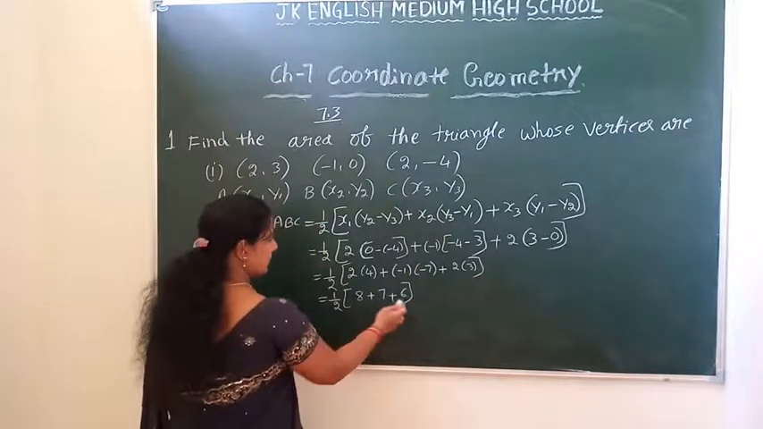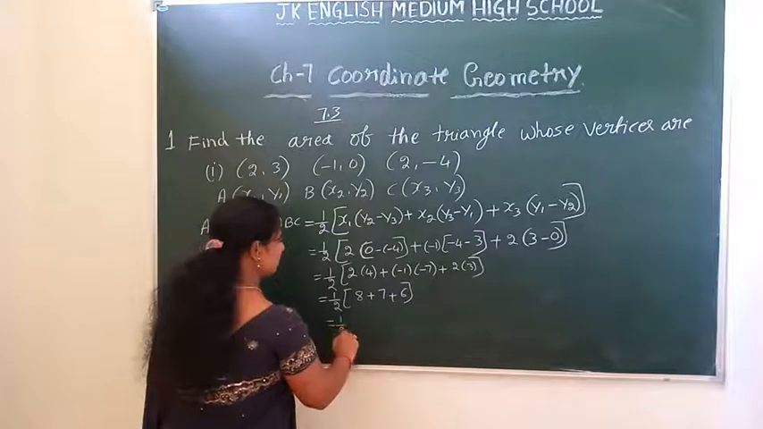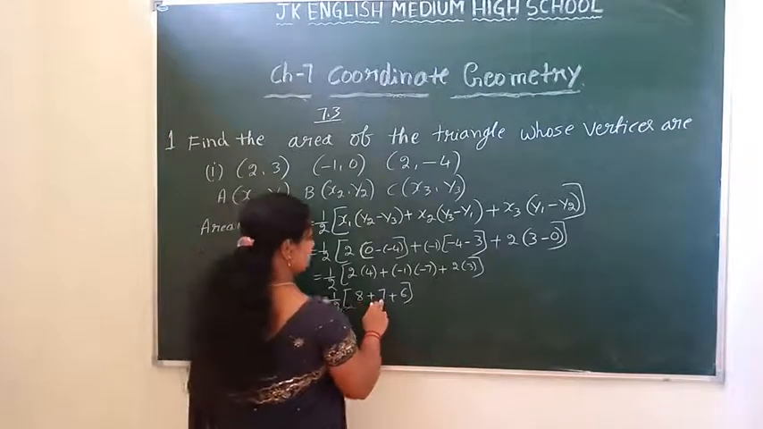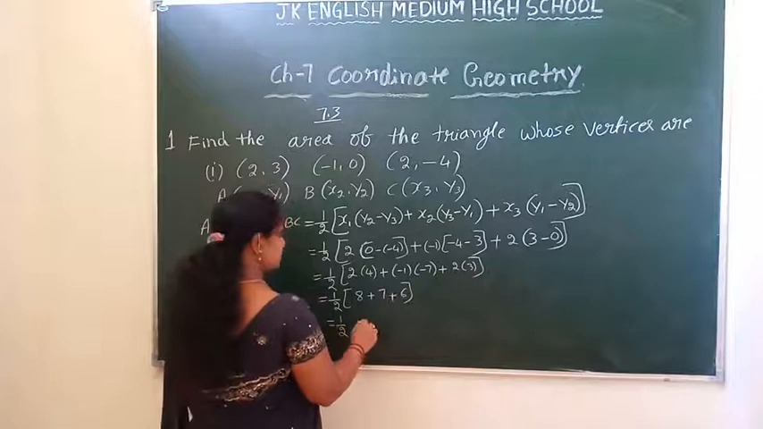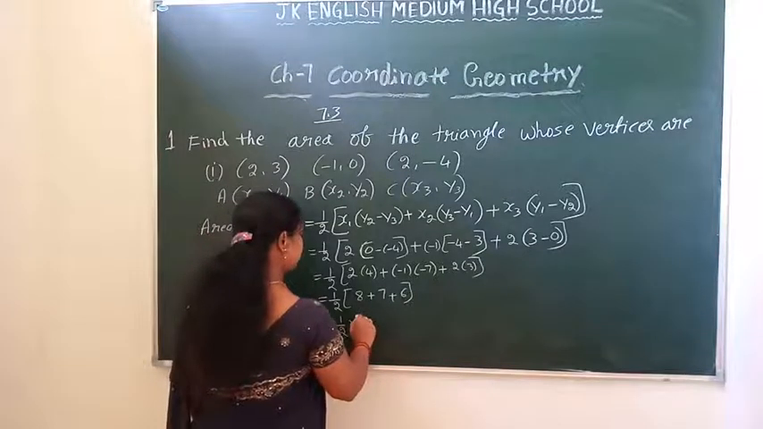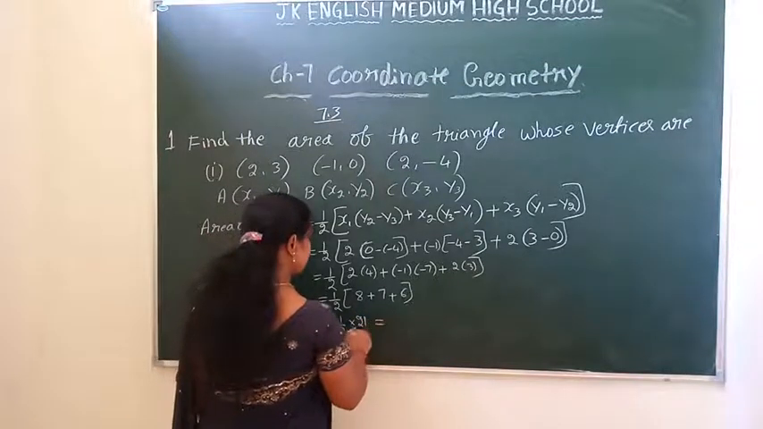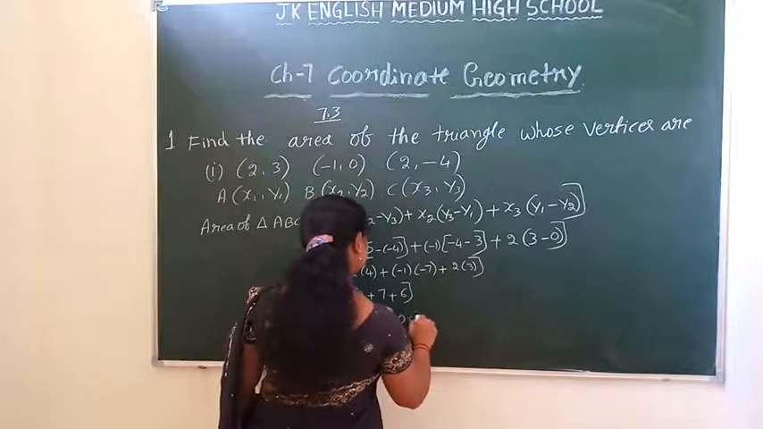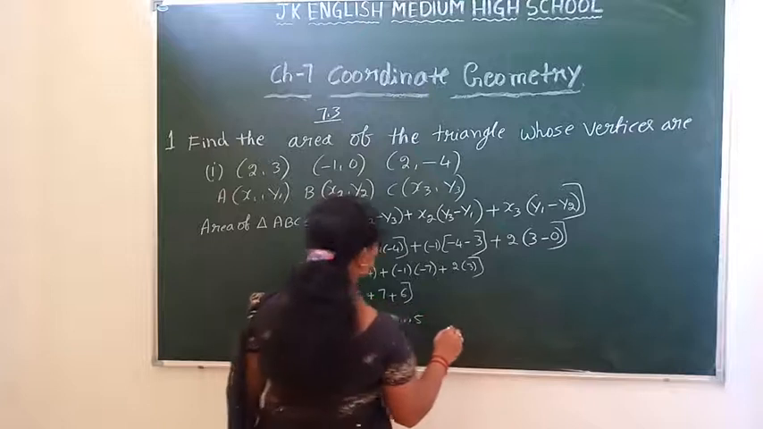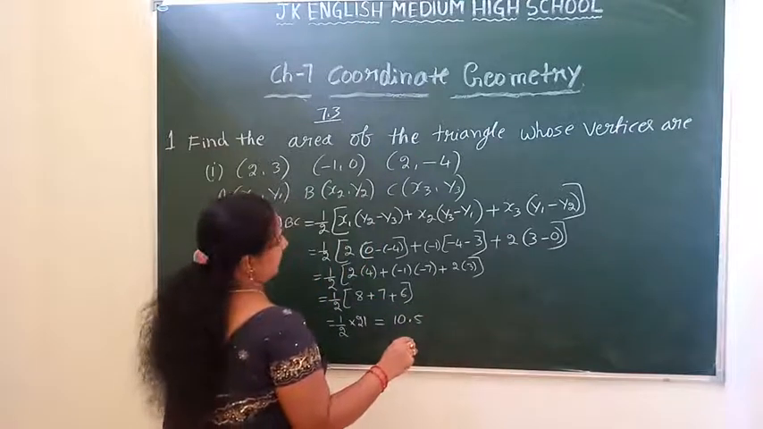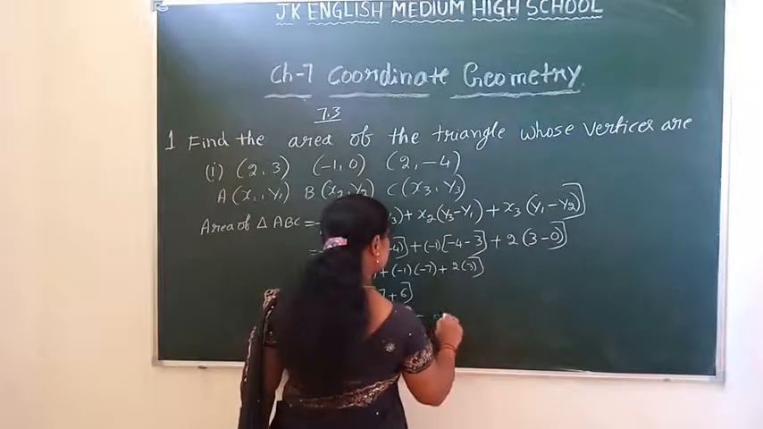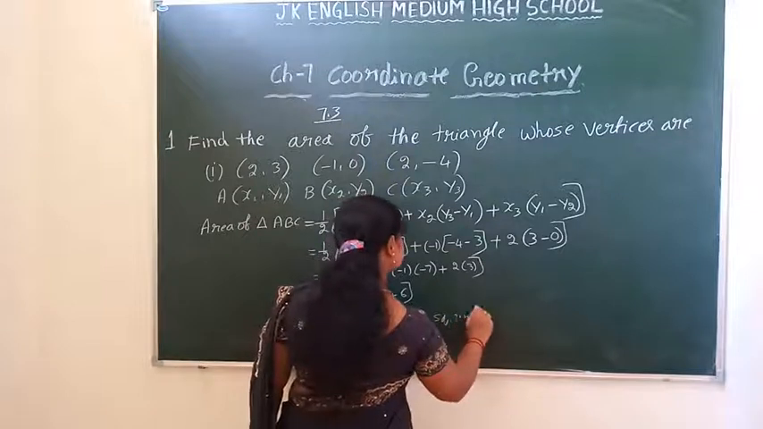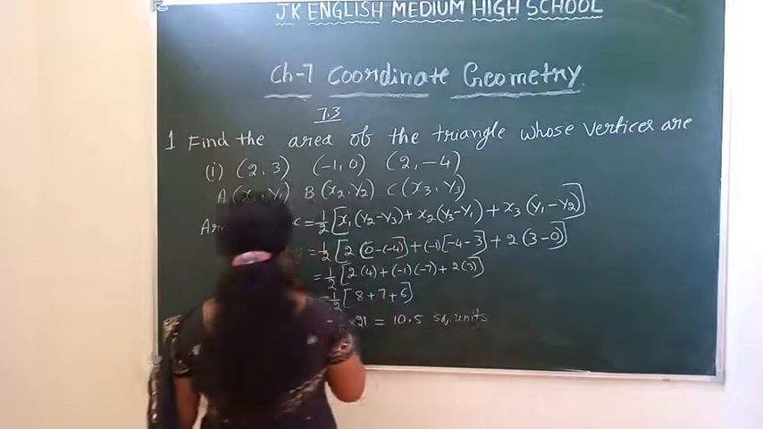So now if I add all these, what am I going to get? 8 plus 7 is 15, 15 plus 6 is 21, I got it. 21, if I divide by 2, I am going to get 10.5 square units, because it is the area of triangle. We don't need the units, but square units we can use. So this is the area of triangle.